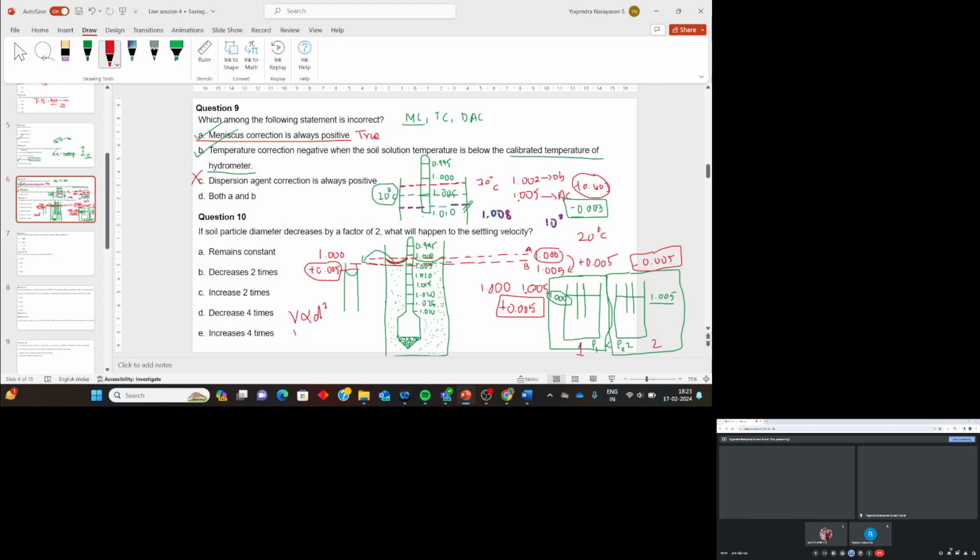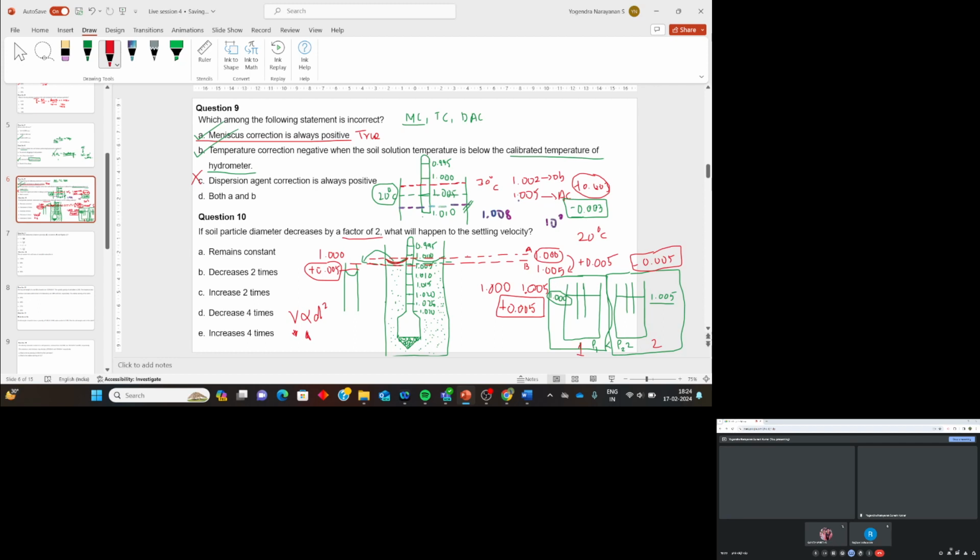So when you decrease the diameter by 2, what will happen to the velocity? Decreases by how much? No, diameter decreases by how much? By 2. Remain constant. See? Remain constant. How do we do it?